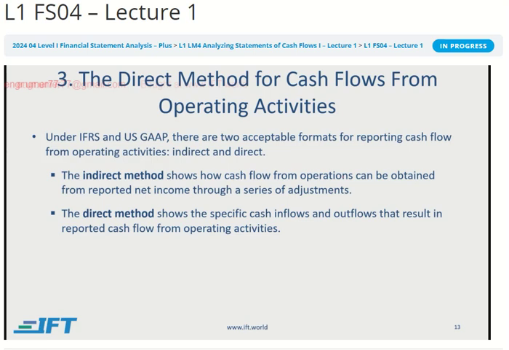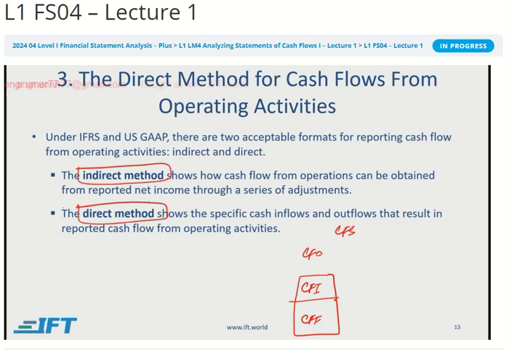Before I jump into the indirect and direct method, I just want to emphasize one thing: your cash flow statement has, of course, cash flow from operating activities, cash flow from investing activities, and cash flow from financing activities. But there is no difference in preparation of cash flow from investing and cash flow from financing. These two methods, the indirect method and the direct method, are only there for cash flow from operations, right? So cash flow from operating activities can be prepared either with the indirect method or the direct method.